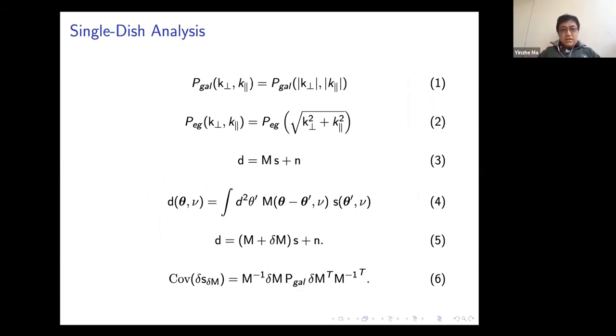So I think my first question is about P Galactic and P extragalactic. P Galactic looks like it only depends on these two, K perpendicular and the absolute value of K parallel, whereas the extragalactic is only related to the norm of the K vector. And what is the assumption built into this?